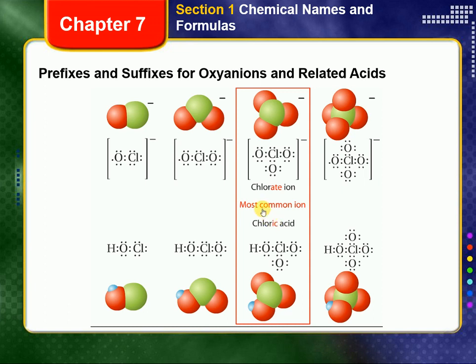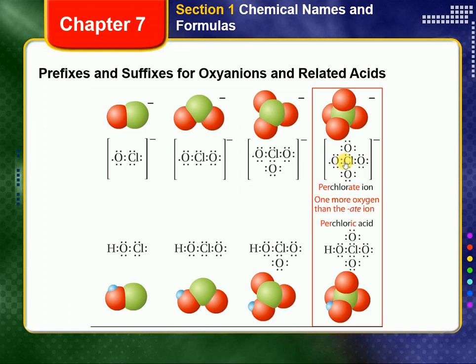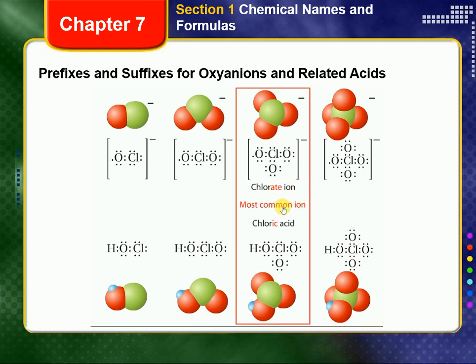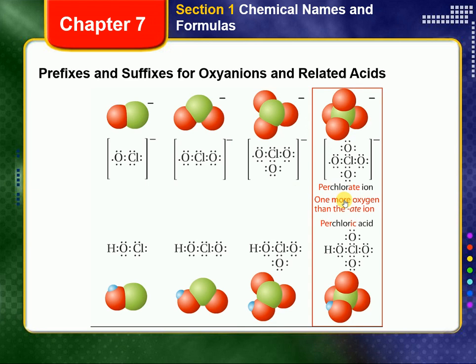Now, if we have a chlorate ion that doesn't have 3 oxygens but has 4 oxygens, it's still chlorate, but we add the per in front of it, P-E-R, perchlorate ion. The per indicates that there's one more oxygen than the ATE ion. Again, when we add this acidic proton and it becomes an acid, the ate becomes ic. So it is perchloric acid. So we have chloric acid, perchloric acid, formed from the chlorate ion, then the perchlorate ion.